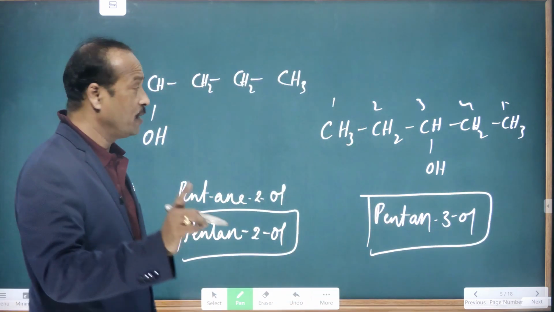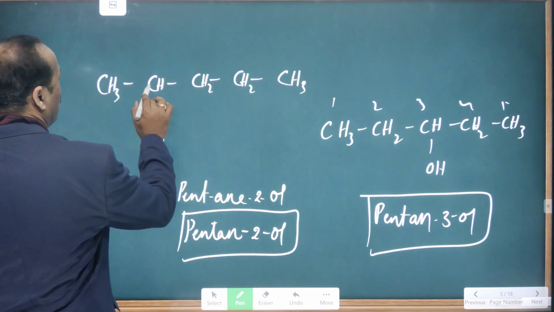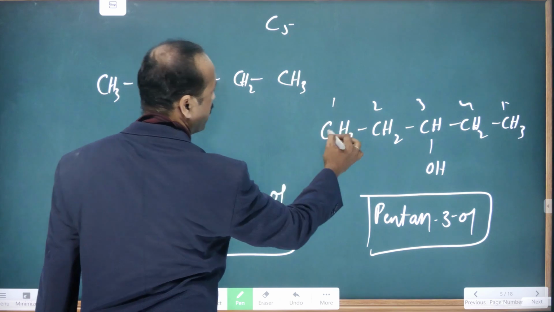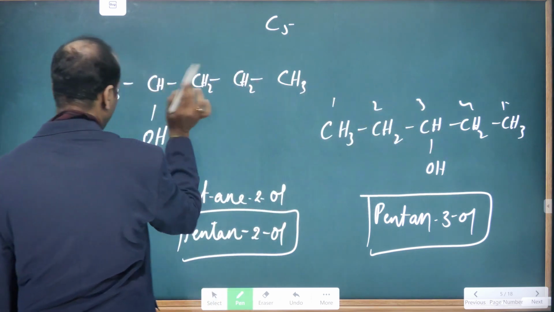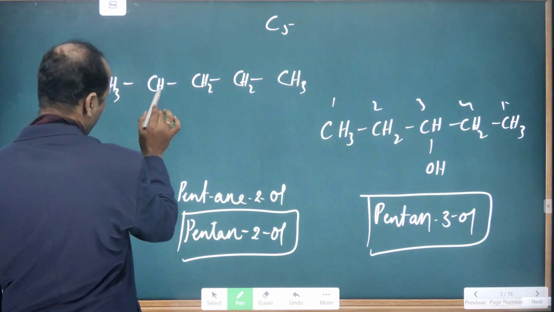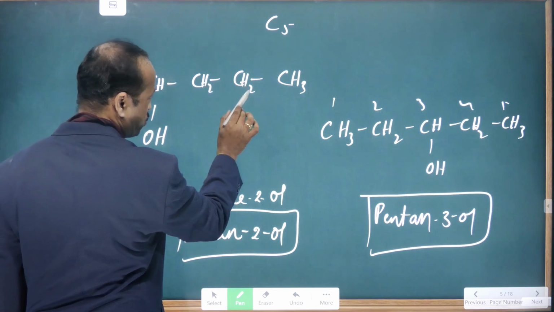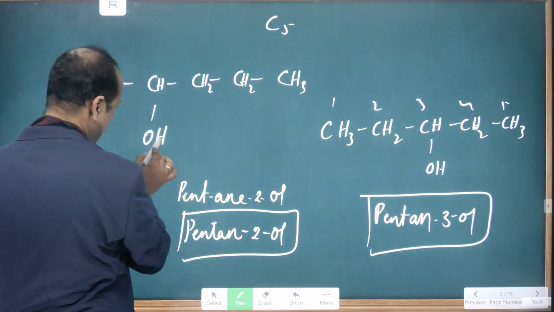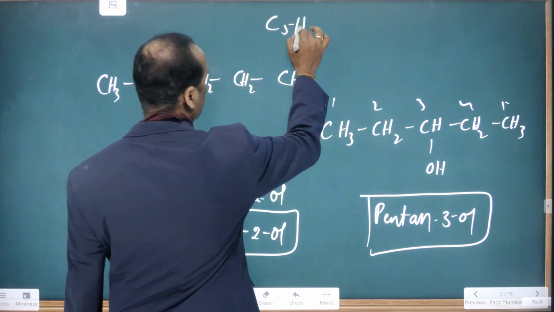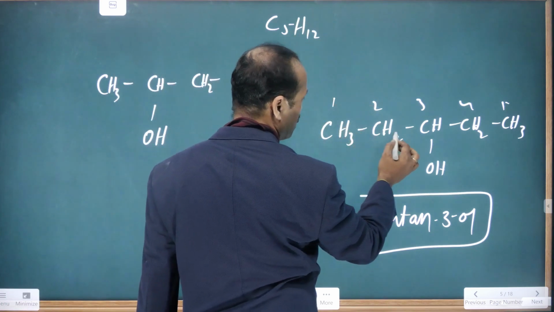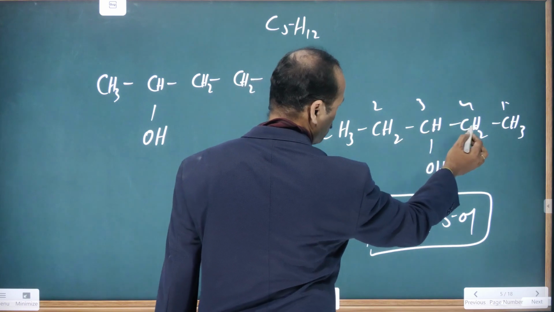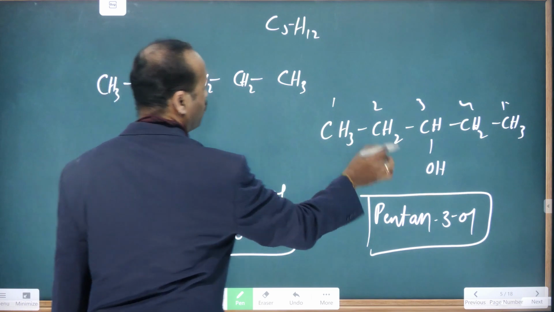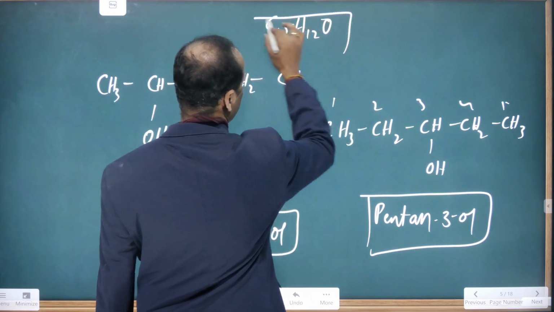But if we count the number of carbons, 1, 2, 3, 4, 5, so 5 carbons, right. Now hydrogens here: 3 plus 1, 4, 4 plus 2, 6, 6 plus 2, 8, 8 plus 3, 11, plus 1, 12 hydrogens, right. Now let's see here: 3 plus 2, 5 plus 1, 6 plus 2, 8 plus 3, 11 plus 1, 12. Okay, right. And one oxygen. So this is the formula.